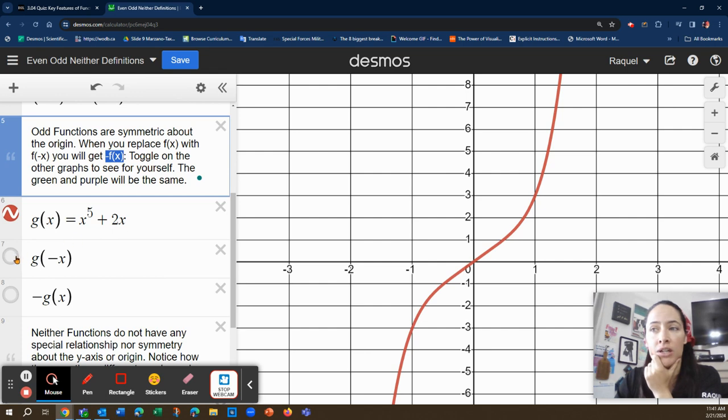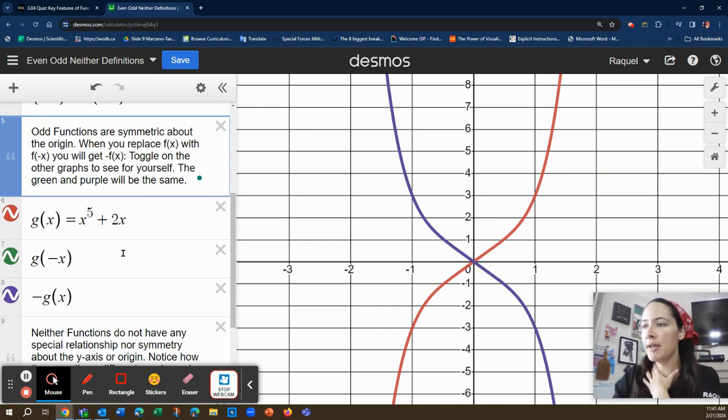So here we go. We're going to get a different graph. It's not going to be the same because it's not an even function. If it was even, we'd get, boom, exactly covering our red graph. We don't. But it's an odd function if g of negative x is equal to negative g of x. Notice they're different. It means something different. Let's see. Boom, same exact graph. So this is an odd function, and visually that's what's happening.